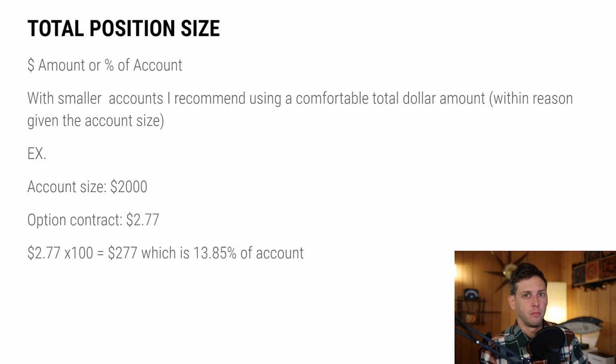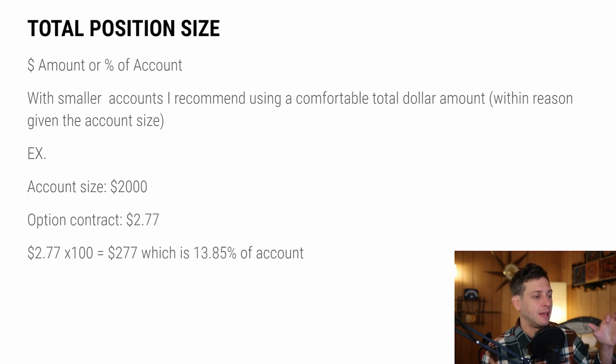I would recommend for smaller accounts that you trade on a comfortable dollar amount. It's easier to handle, it's easier to think about, and it gives you a little bit more freedom when you're working with a smaller account. For example, if you had a $300 account size, I probably wouldn't recommend trading that $277 option contract, because it's a huge portion of your account, and in order to manage that risk, you're going to have to set your stop losses pretty tight.